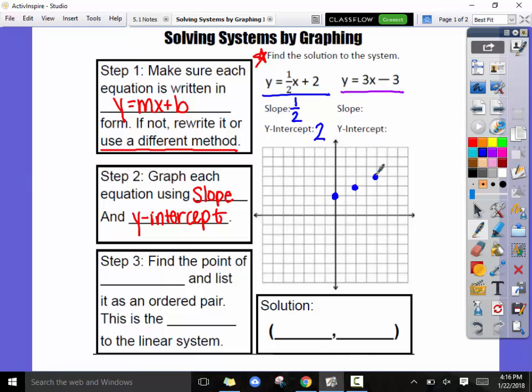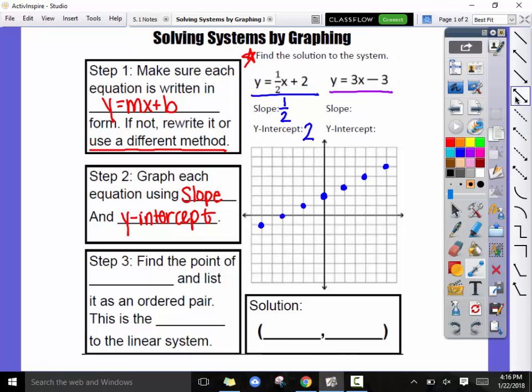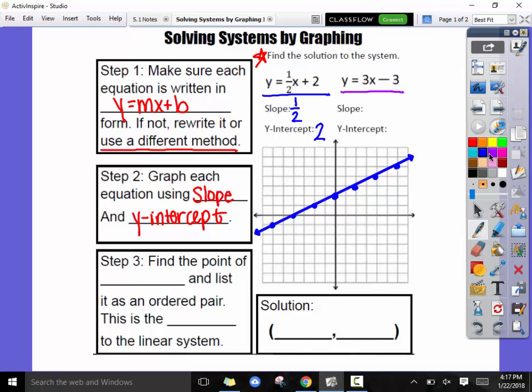You're going to want to keep going for the entire graph, as many points as you can put on there, because we're going to need to find where two lines cross, and if you don't put the points exactly where they need to be, chances are you might not find the exact spot where they cross. So once you have those points put on there, draw your line.